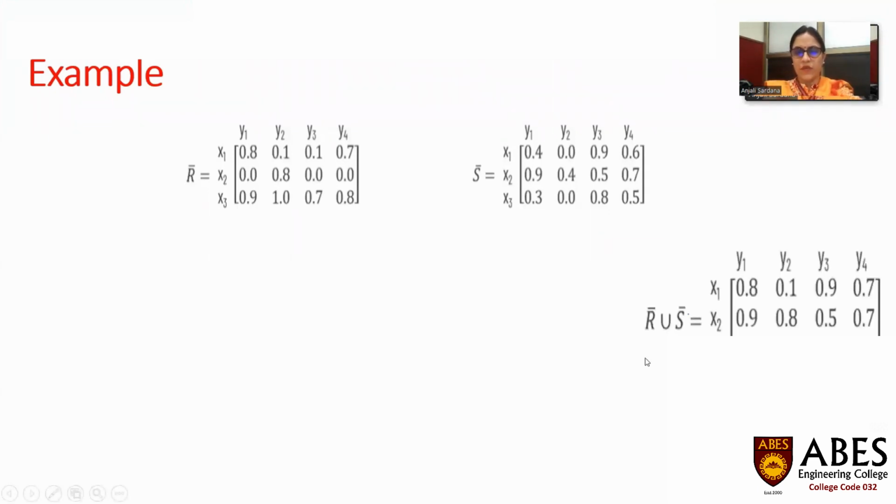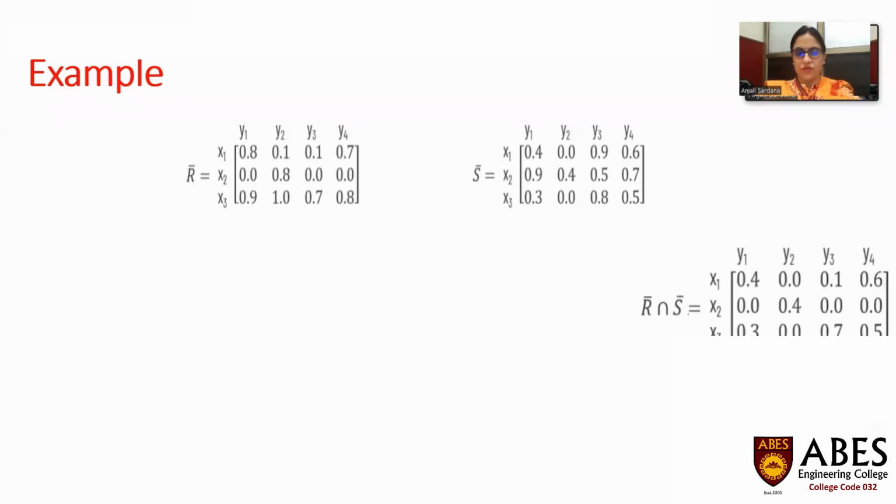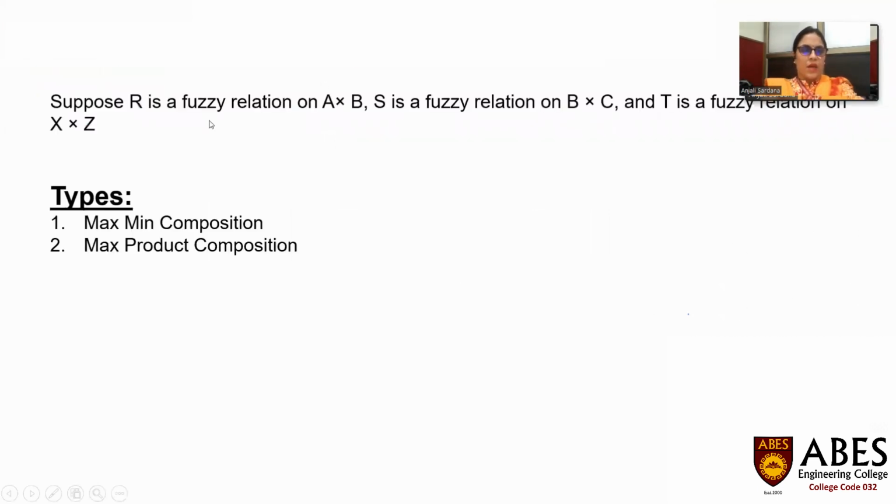So these are the outcomes that we have calculated. I have shown you the step-by-step implementation of these outcomes. Now the next topic is the composition of fuzzy relation. They are basically used to represent the relationship between the elements present in relation R and the elements that are present in relation S.